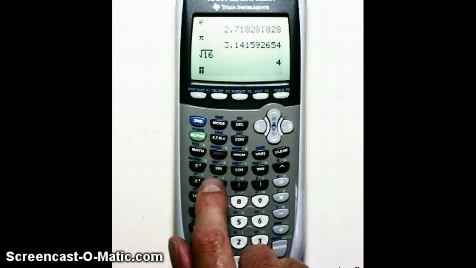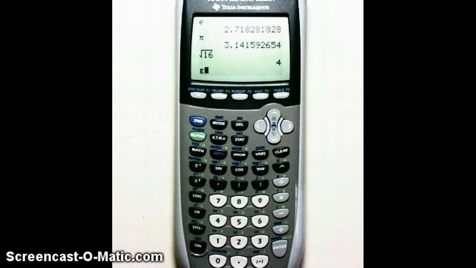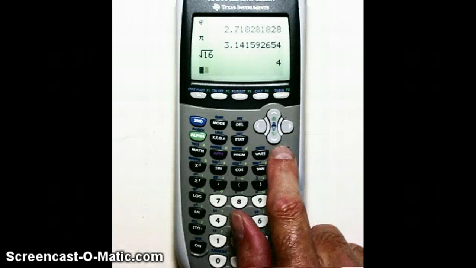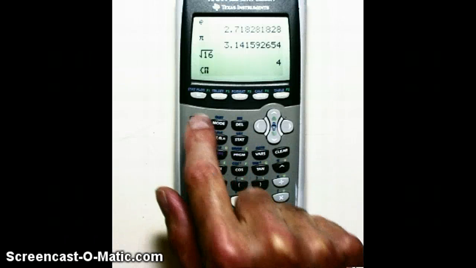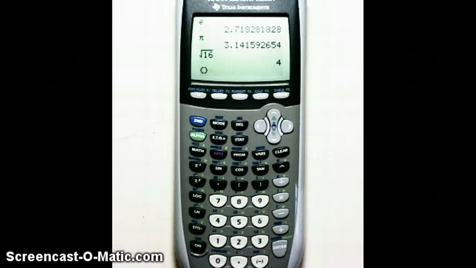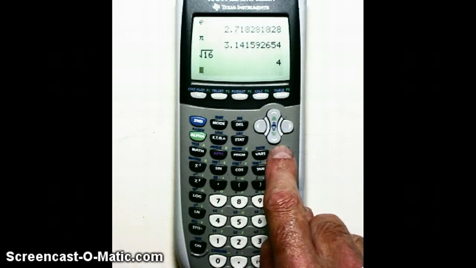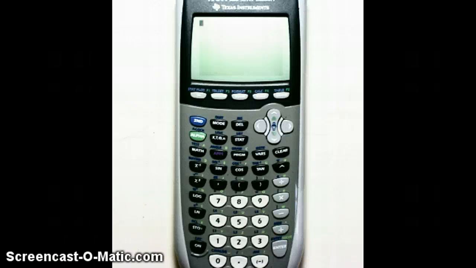Okay, second EE, that is used for scientific notation. And these two keys right here are not brackets, they are braces. And they are used for lists, which we will not talk about in this video. So clear, 2 times, and that's it.